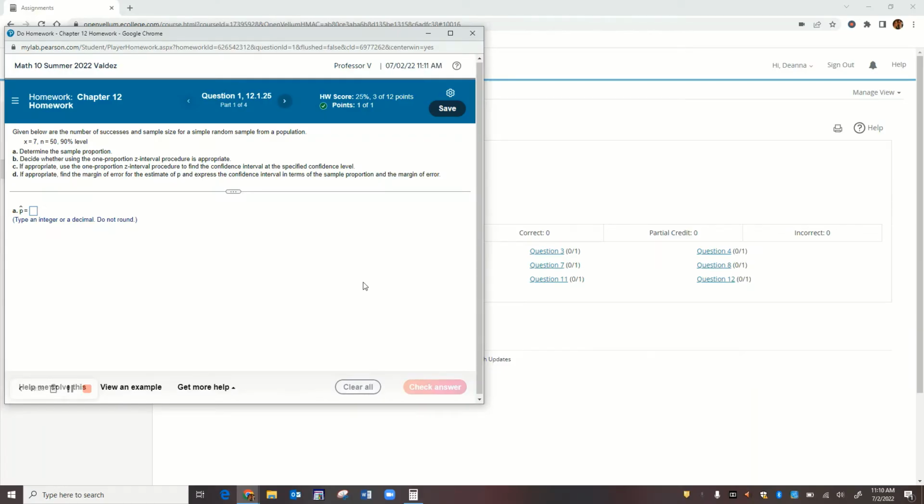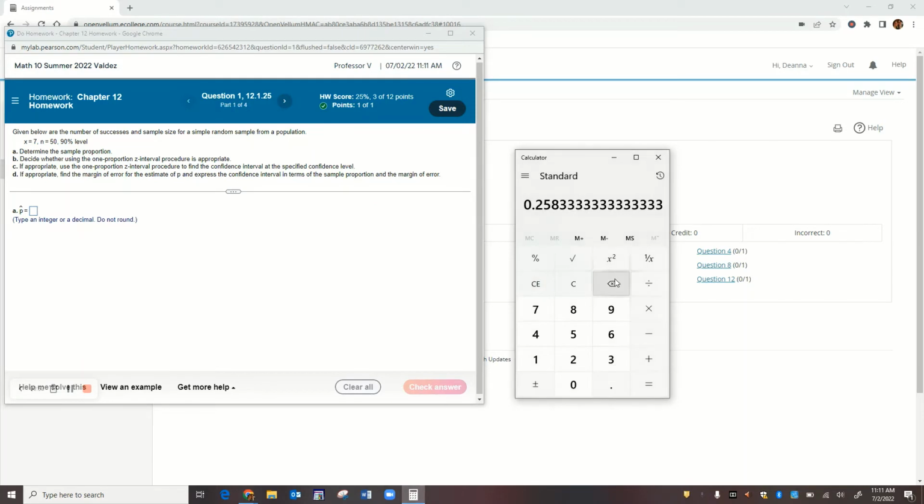All right, question 1. Given below are the number of successes and sample size for a simple random sample from a population. So X is 7, n is 50, and we're setting it up at the 90% level. So first determine the sample proportion, A, p hat. We know that's X divided by n. So 7 divided by 50. You can use your calculator. 7 divided by 50. 0.14.